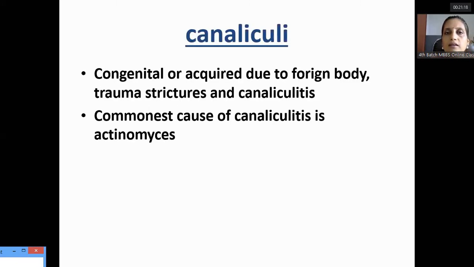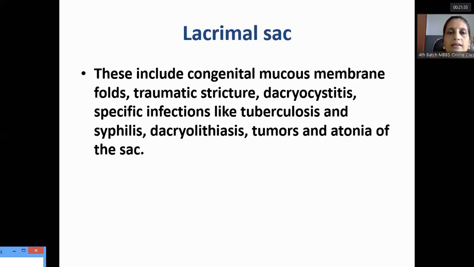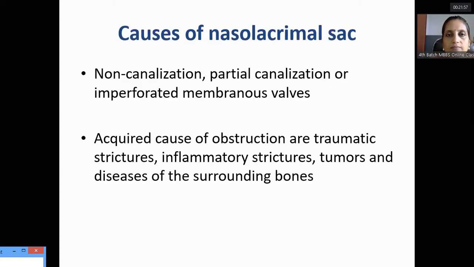Or it can be canalicular obstruction due to congenital or acquired causes, foreign body, trauma, strictures, and even canaliculitis, the inflammation of the canaliculus. So it can be due to actinomyces. Lacrimal sac obstruction includes a congenital mucous membrane fold, which we have discussed just now. It can be a traumatic stricture. It can be dacryocystitis, inflammation of the sac. Specific infections like tuberculosis, syphilis, dacryolithiasis, any stones or tumors or atony of the sac.